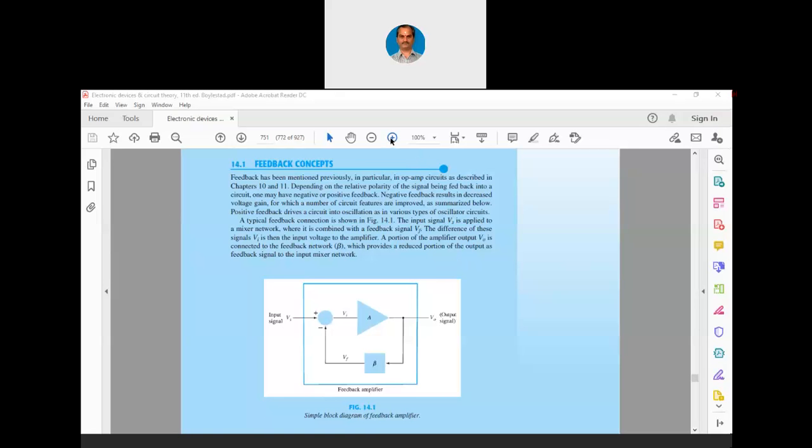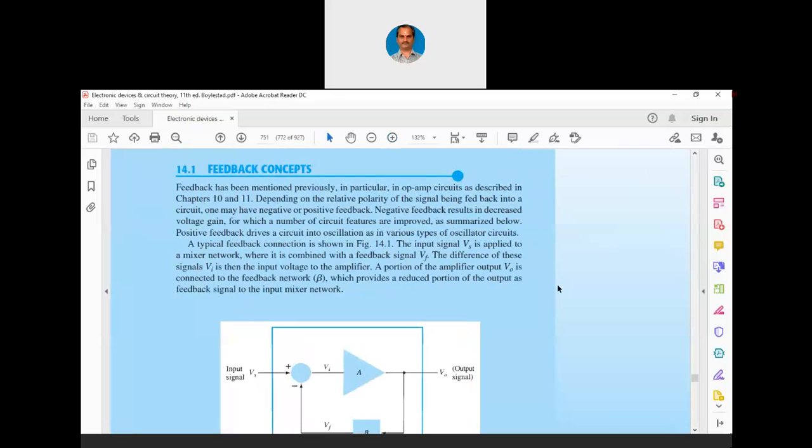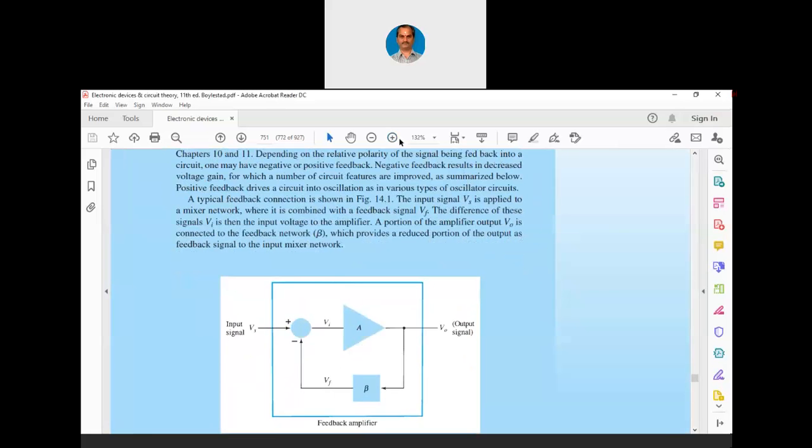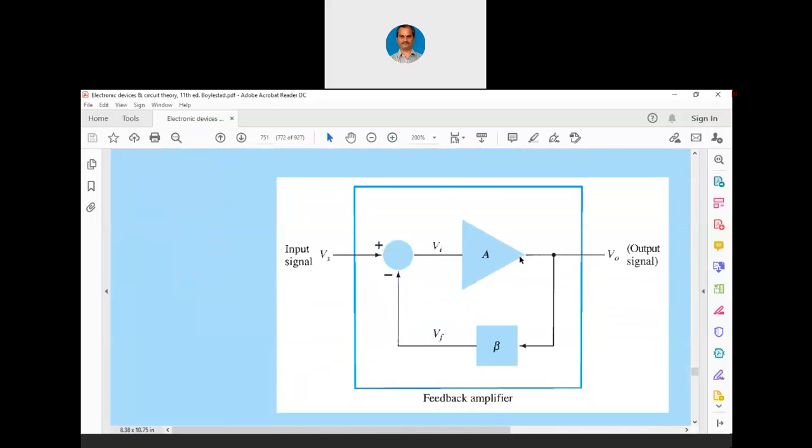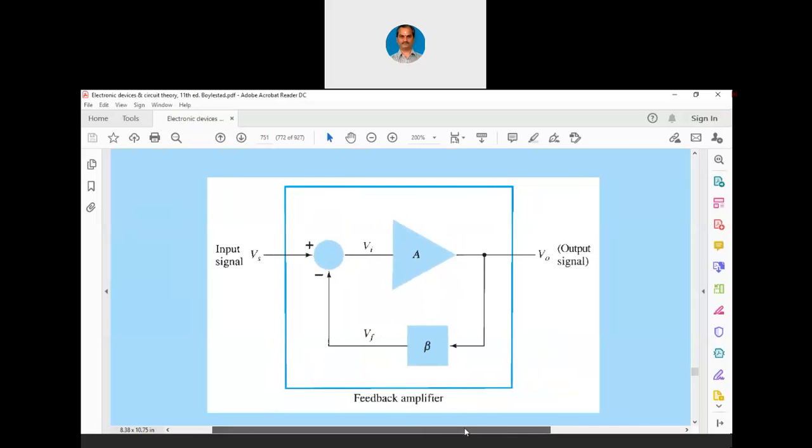This textbook is Boylestad. I will not go through all the sentences here, but I am just going to show you this diagram, and we are starting with the feedback concepts. Now let me zoom so that I will show you only the diagram. Okay, now you can see this diagram.